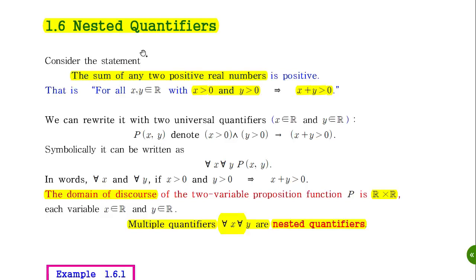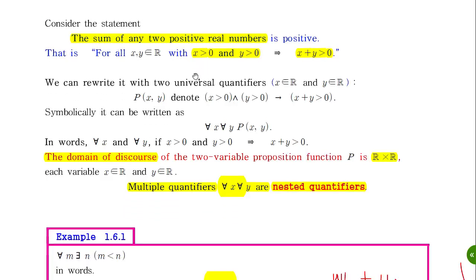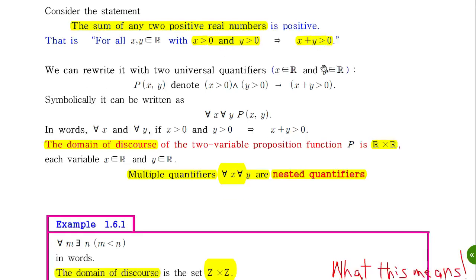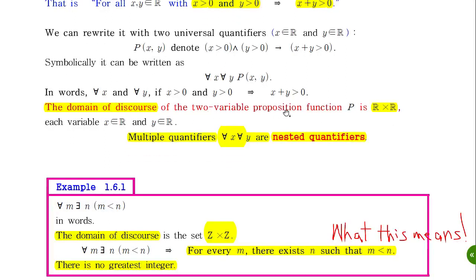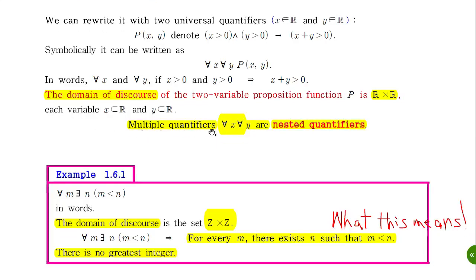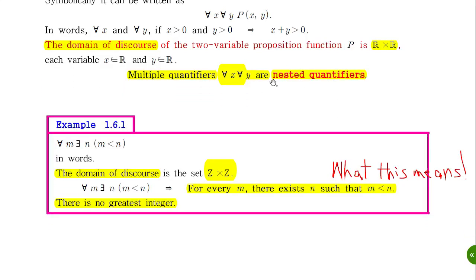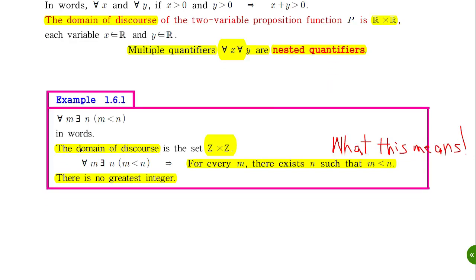Next, last section, nested quantifier. Consider the statement, the sum of any two positive integers is positive, then addition is positive. The domain of discourse of the two variable propositional function is R cross R. Okay, cross product. And multiple quantifiers, for all x, for all y, are nested quantifiers. Okay. For all m, there exists n such that m is less than n.